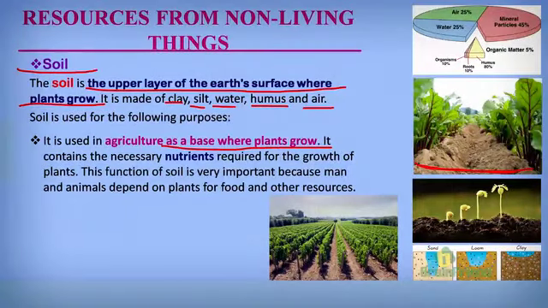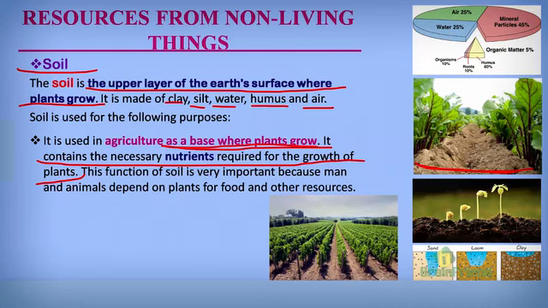So soil is like a base where plants grow. Why is soil a base? It contains the necessary nutrients that are required for the growth of plants. Plants need nutrients to survive. That's why they have roots, and these roots are planted in the soil, and they help to absorb nutrients from the soil. So the soil contains all the nutrients that are required for the growth of plants.